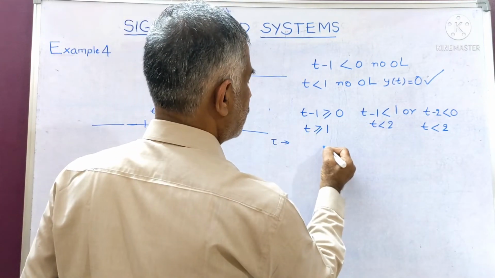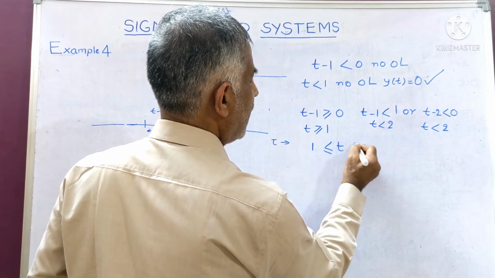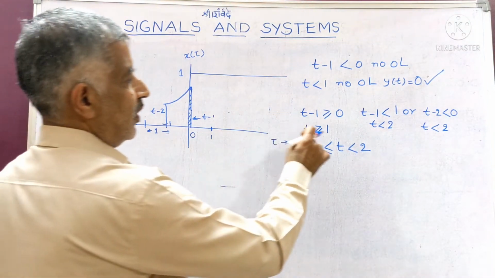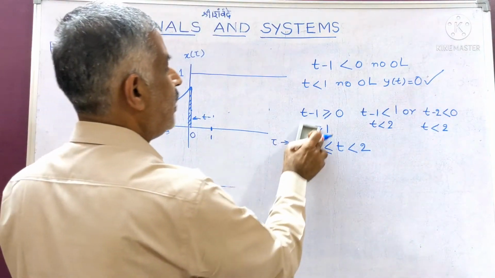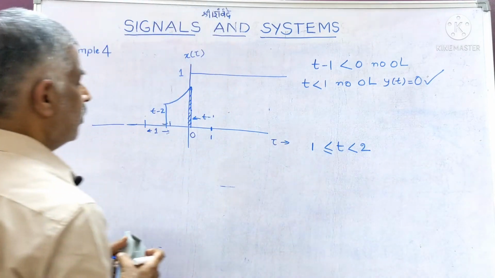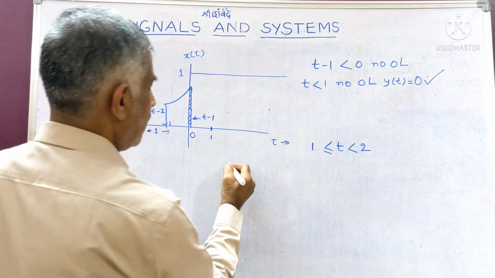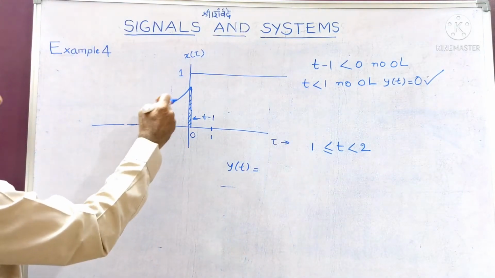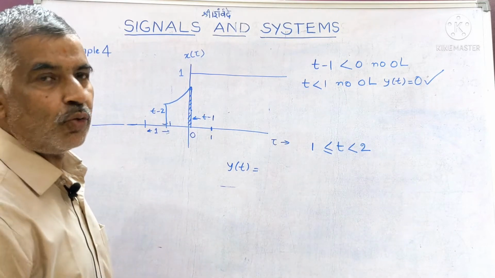Therefore, if you combine these two, it becomes 1 less than or equal to t less than 2. I hope students have followed, by combining either this with this or this with this. So between 1 to 2, now this is the t minus 1 edge. Therefore, for the convolution integral y of t, don't bother about this edge, because it is proceeding this way. For that, there is no overlap.